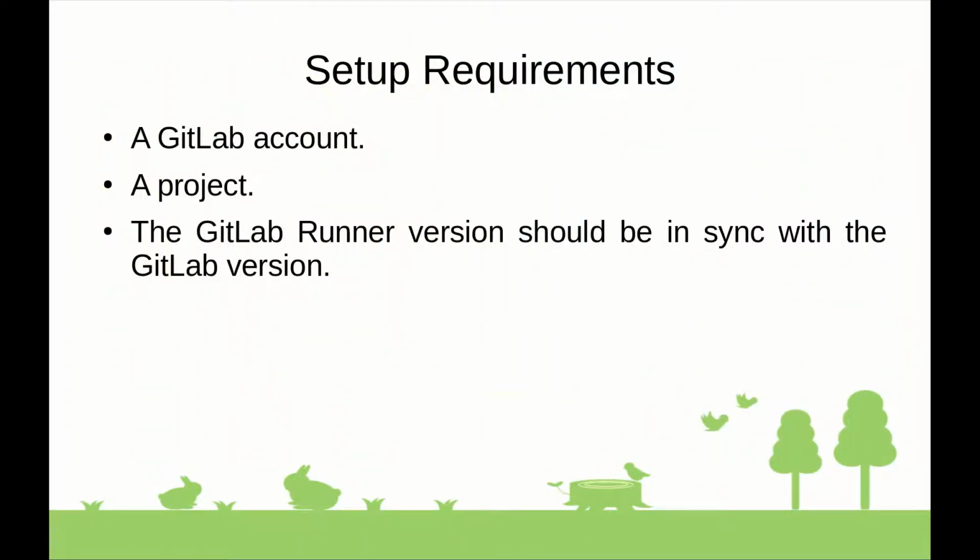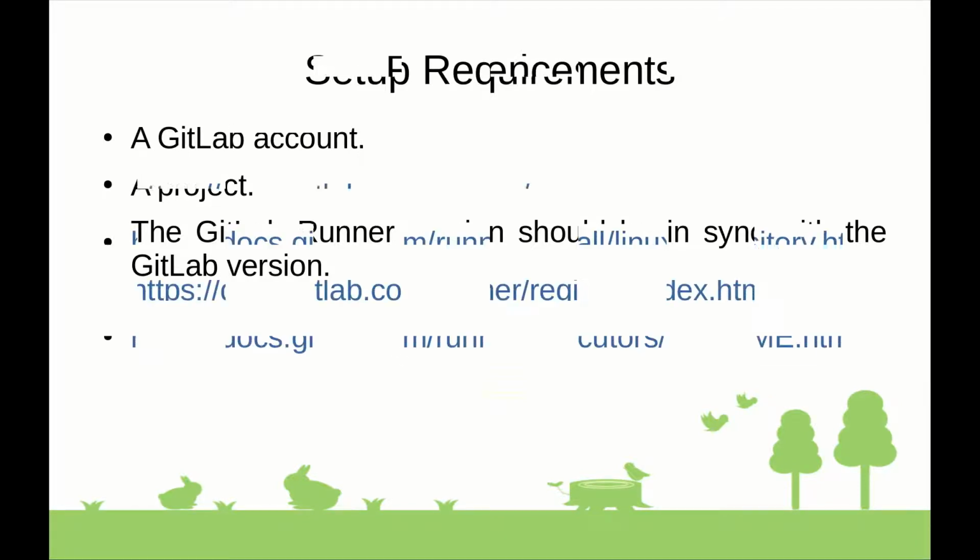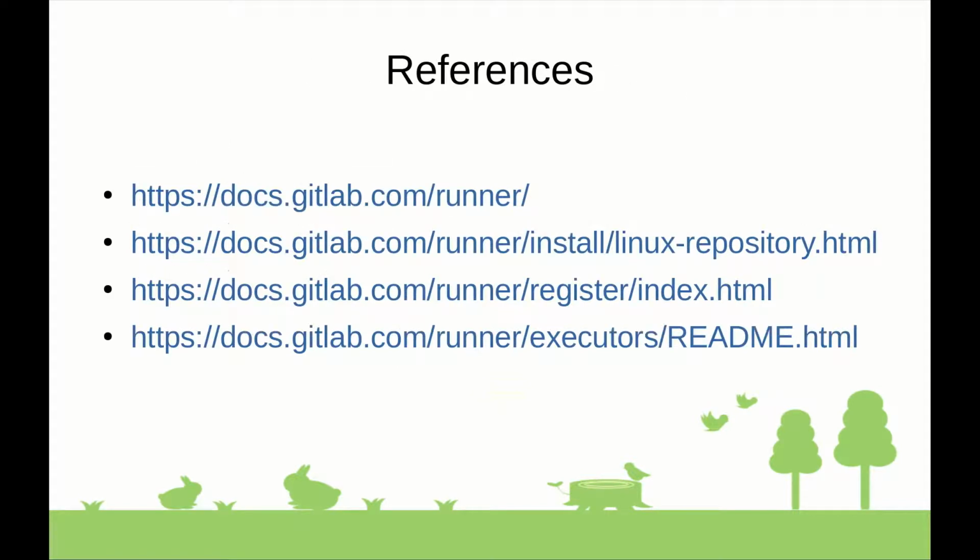So what are the setup requirements? To install and register GitLab Runner, basically you need two things. One is a GitLab account and a project. And one thing to note is that the GitLab Runner version must be in sync with the GitLab version. Following are the references that I have used to make this video. Now let's get started with the practical.